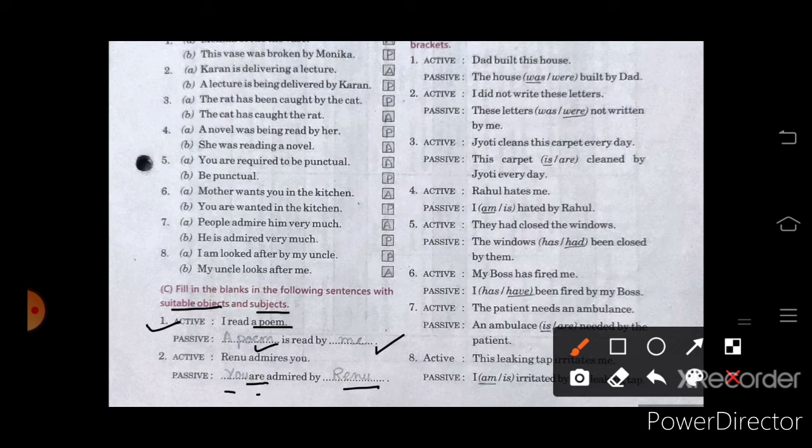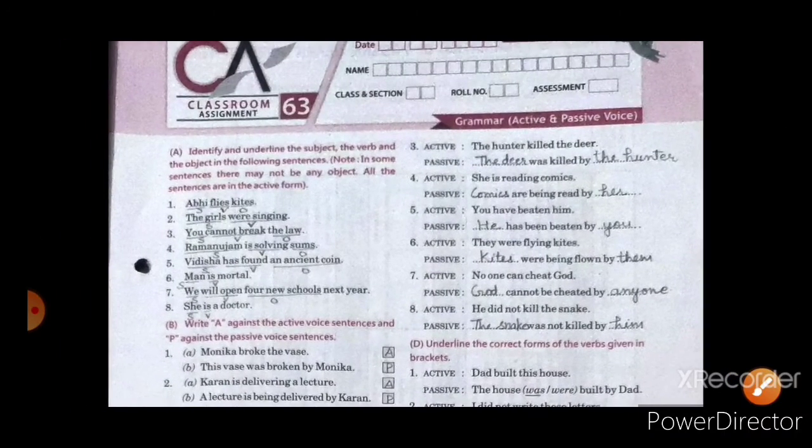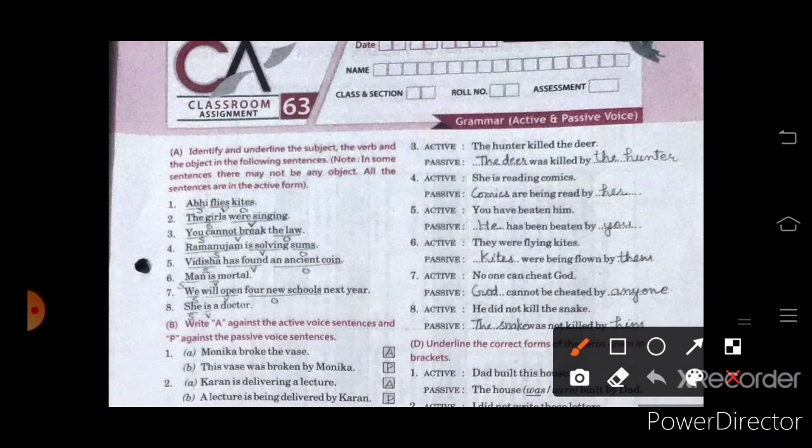Second, Renu admires you. You are admired by Renu. Why are is used here? Because verb first form is used here. With verb first form, we use helping verb is, am, are. Next exercise. In this sentence, verb second form is used here. So, was is used as helping verb in passive form.